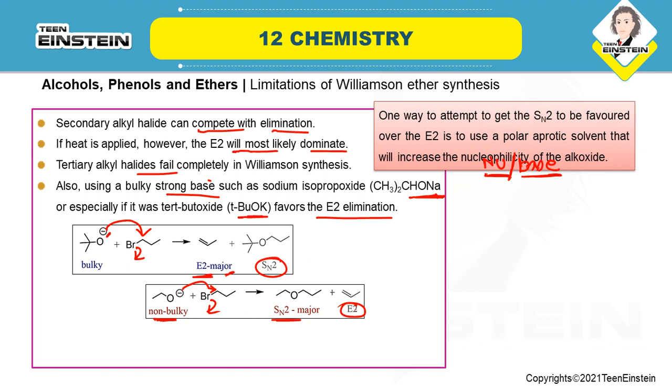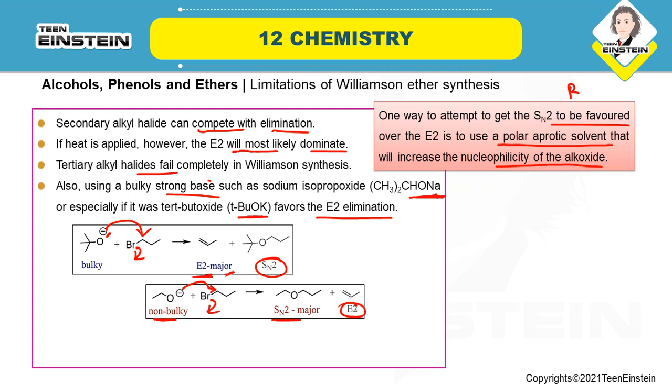So here, the solution of this problem that you can consider, one way to attempt to get SN2 to be favored, because our purpose is to get the SN2 product, which is ether. So for SN2 to be favored over E2, what you can do is use a polar aprotic solvent. Now when you are using a polar aprotic solvent, it will increase the nucleophilic character of the alkoxide. Now how is it increasing the nucleophilic character?